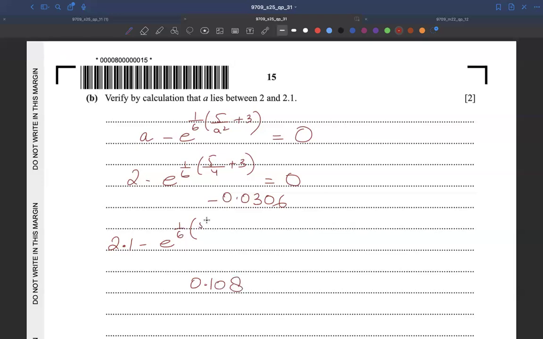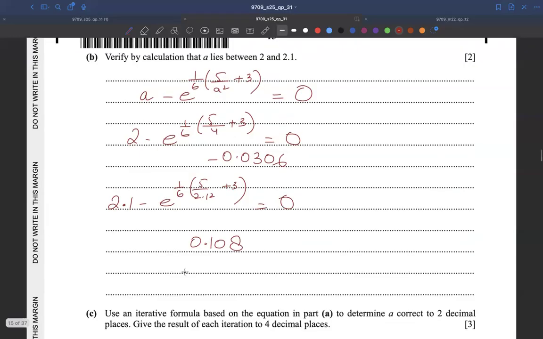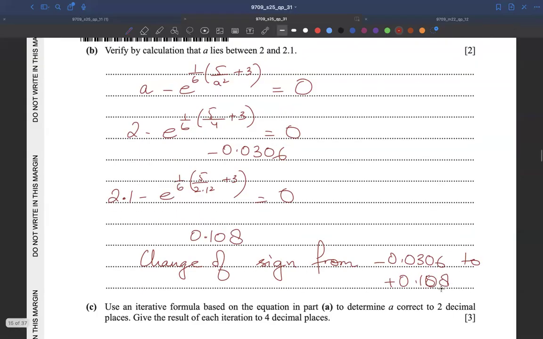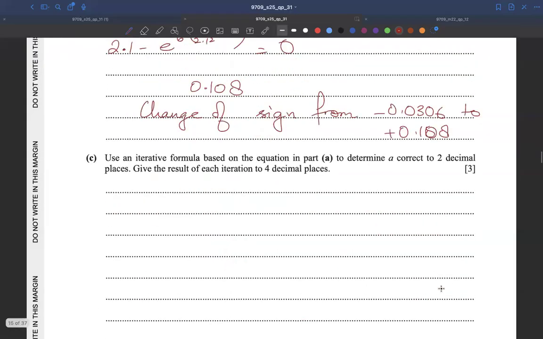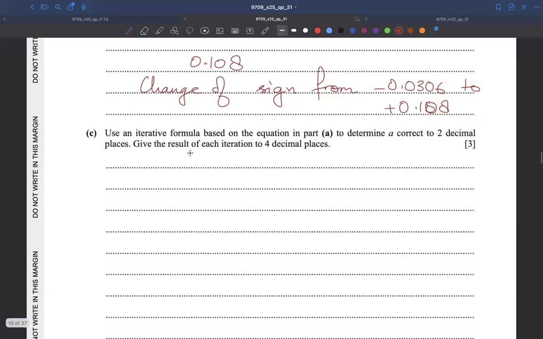Now this change of sign basically means that the root lies between. So we can just write change of sign from minus 0.0306 to positive 0.108 shows that the root lies between 2 and 2.1. And part C, we have to use the iterative formula based on the equation in part A to determine a correct to 3 decimal places.